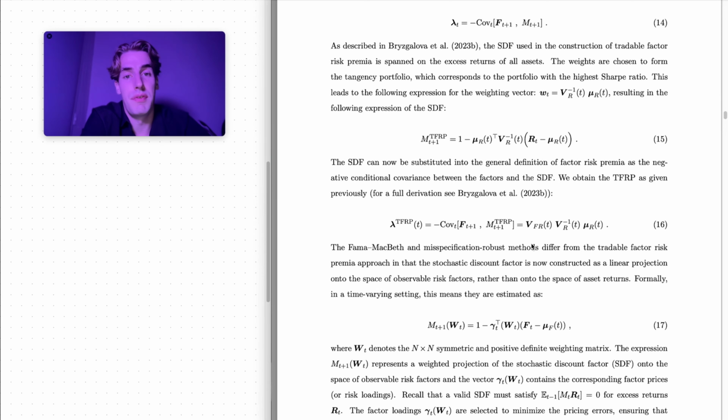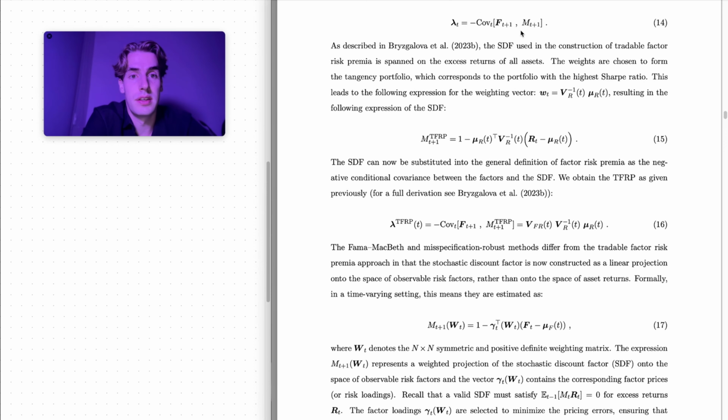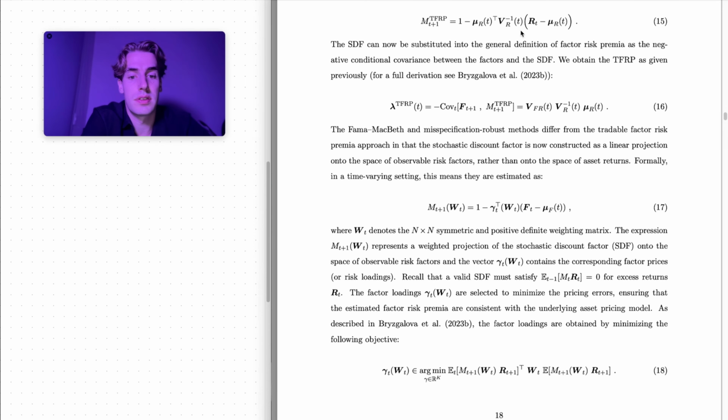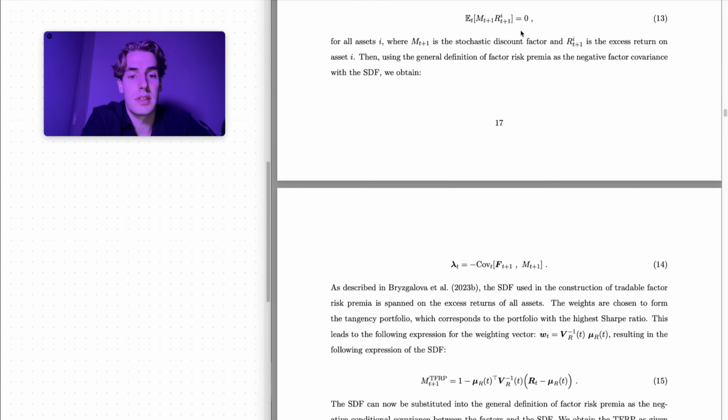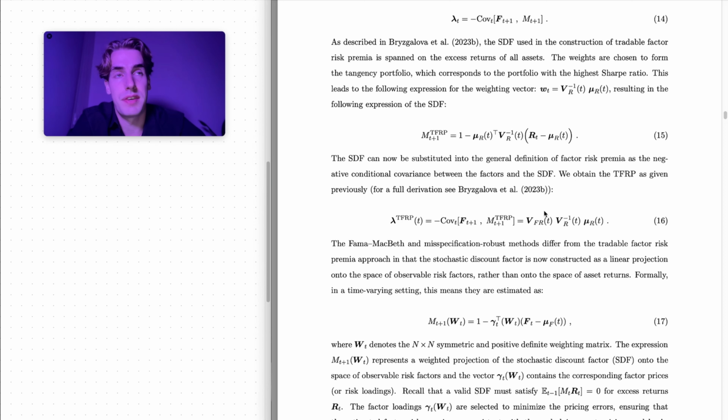Well, if we want to do this for the tradable factor risk premia, we are estimating this risk premia. Here, we're estimating the stochastic discount factor. Yeah, that's what's happening here. We're estimating the stochastic discount factor in this specific way. So the difference in methods mainly depends on the way the stochastic discount factor is being estimated.